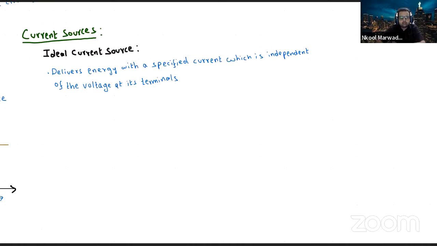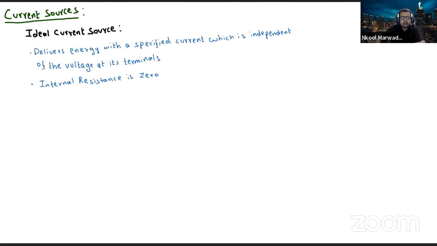And internal resistance is zero. In the ideal current source, there is no internal resistance. So let us draw a circuit and the graph to understand the behavior.